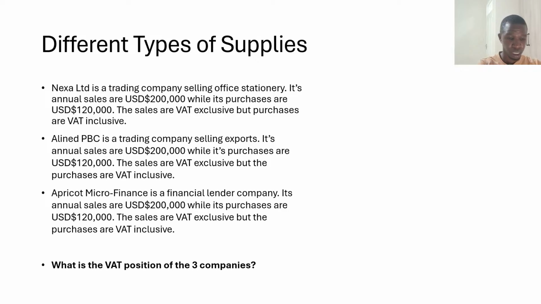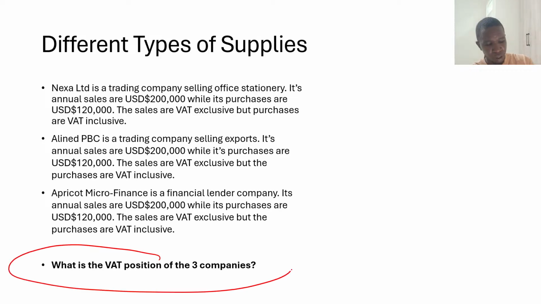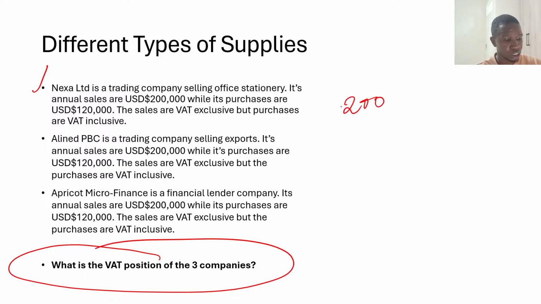So I want to give an example of different questions depending on different supplies so that you can easily understand. We have these three questions here, and we ask what is the VAT position of the three companies. So let's start with number one. Nexa Limited is a trading company selling office stationery.